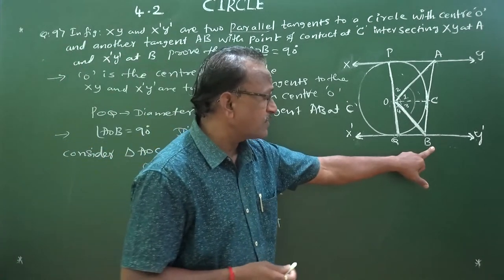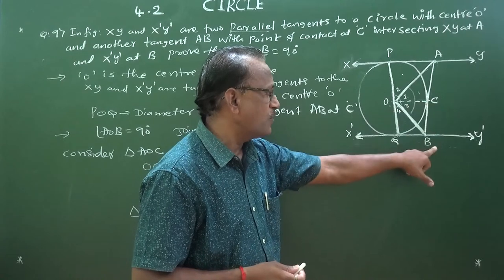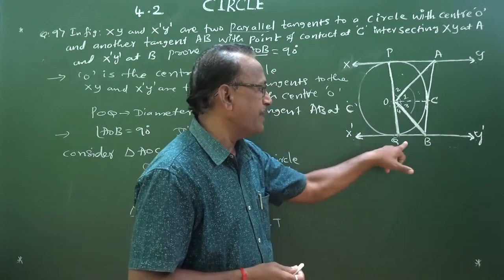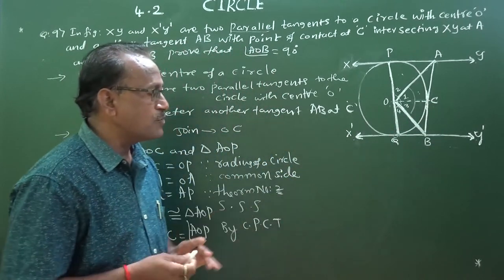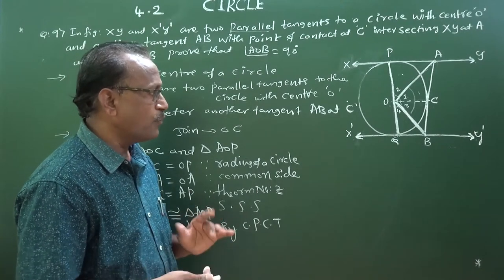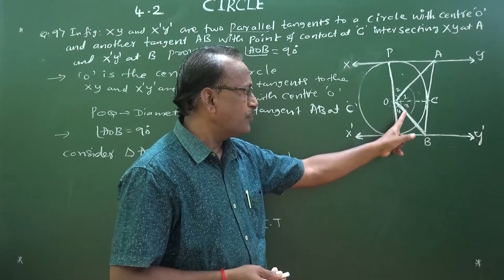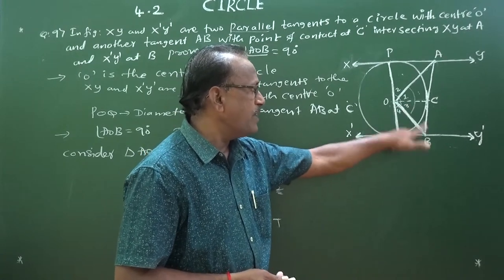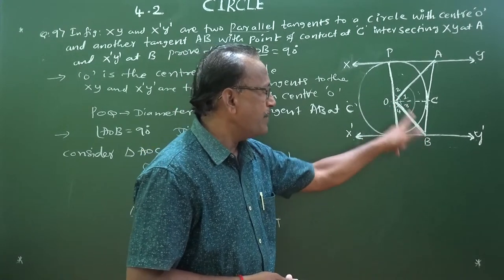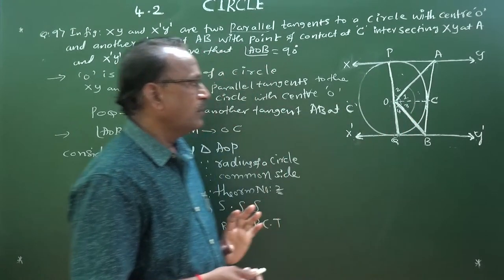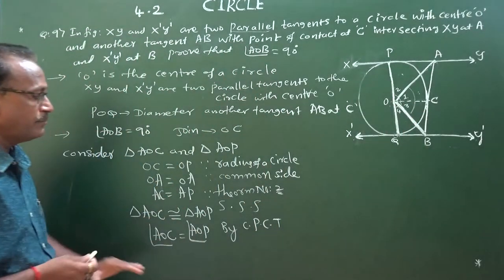B is an external point. The drawn tangents are equal. BC is equal to BQ. Therefore, the angle 3 and 4, which is nothing but the angle BOQ and BOC, are also equal by CPCT.